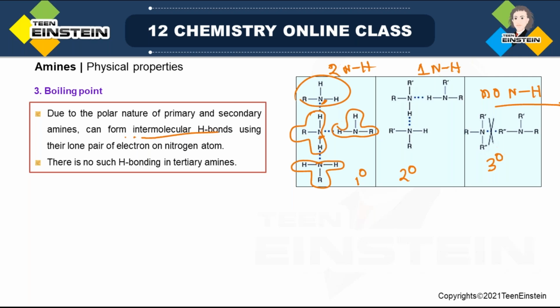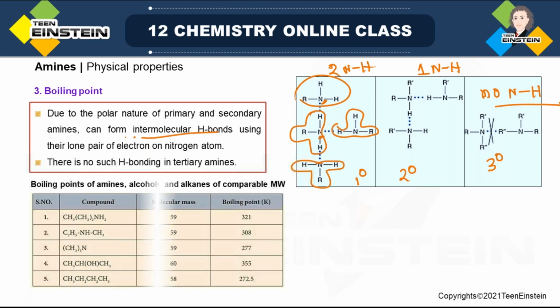Boiling point means going from the liquid state to the vapor state, so you have to bring the molecules as far apart as possible, because in the liquid state they are close to each other, and in the gaseous state they are far from each other. So you have to break the interaction between two individual amine molecules. The higher the hydrogen bonding, the more energy you have to provide. So you can expect that 1 degree amine, provided the other conditions are the same, that is, the nature of R is the same, should have a higher boiling point.